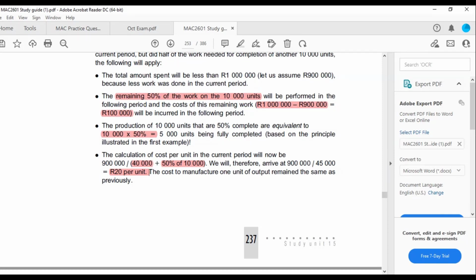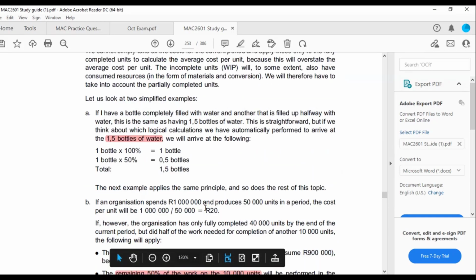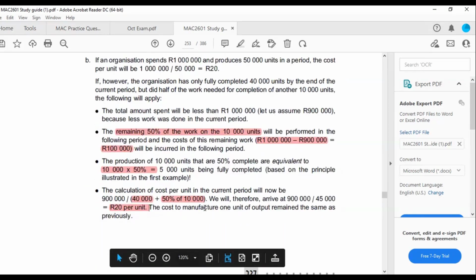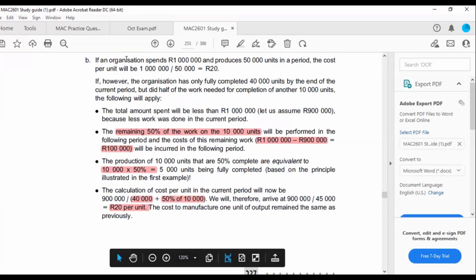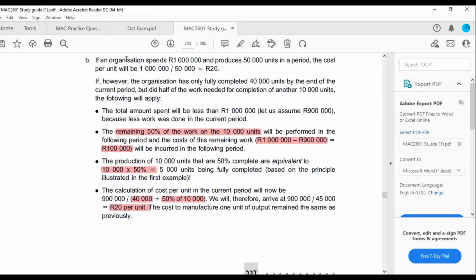So let's take it again, a step back, and let's start. This is when I wish we had a board for me to write. But anyway, what we're saying is that you've got a first scenario. Don't confuse the scenario. First scenario, we spent 1 million and we produced 50,000 units in July.